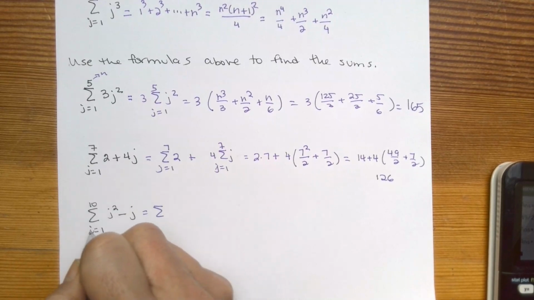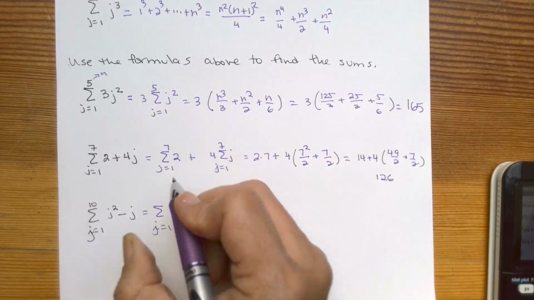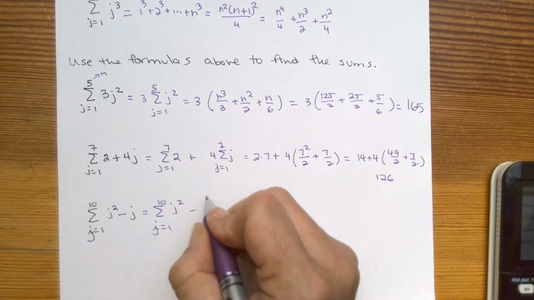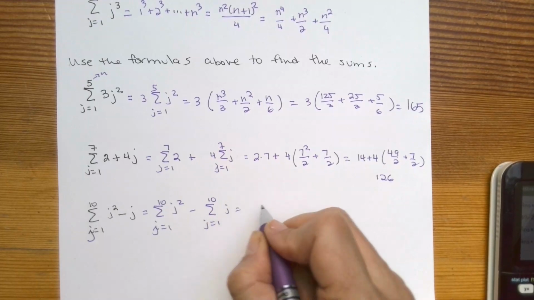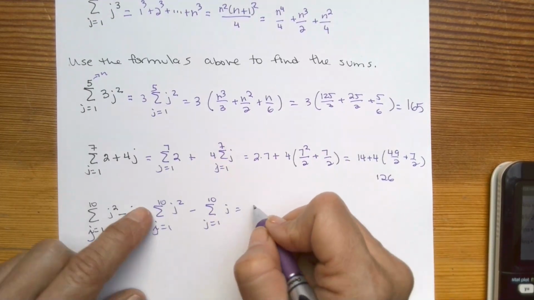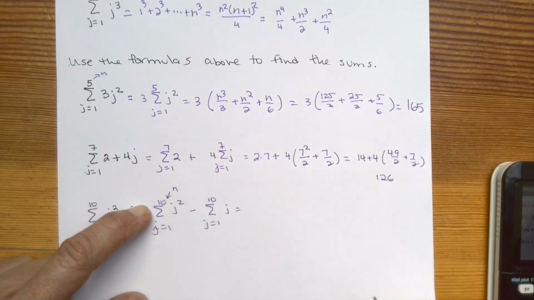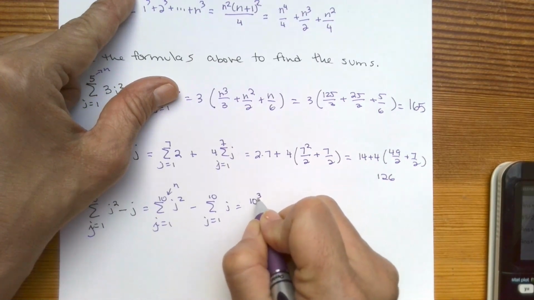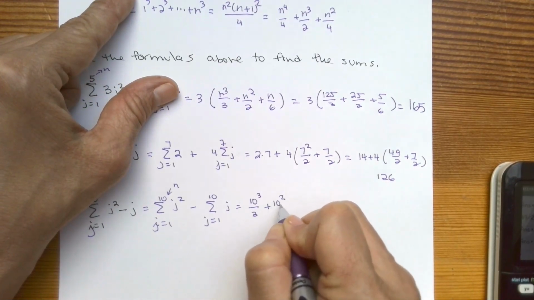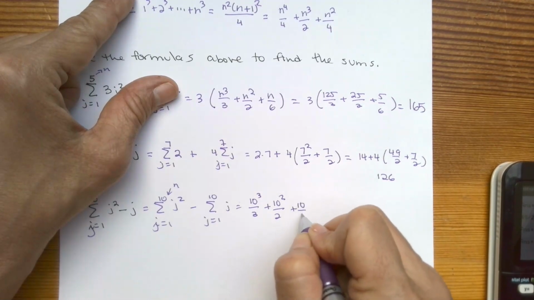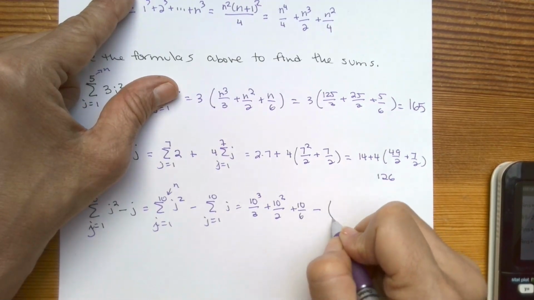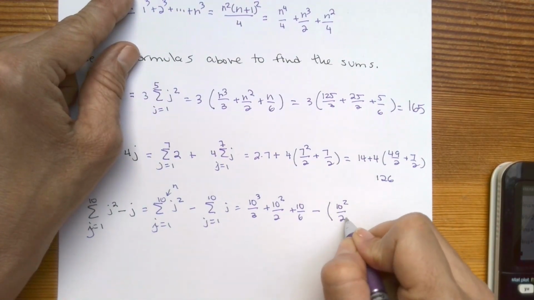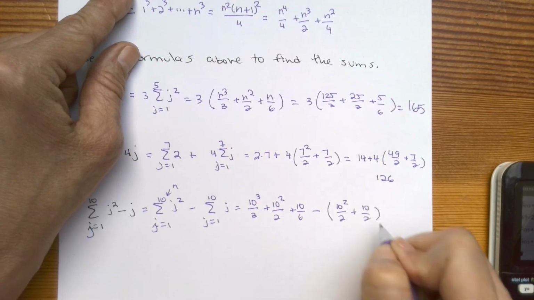Oh, I have to use the same variable, so those will be j's, I guess. j equals 1 to 10 of my j squareds minus j equals 1 to 10 of my j's. So for j squared, again, n is 10. So what is n cubed? 10 cubed over 3 plus 10 squared over 2 plus 10 over 6. Minus, and it's going to be more than one thing, so I'll use my parentheses. And what do I have there? 10 squared over 2 plus 10 over 2.